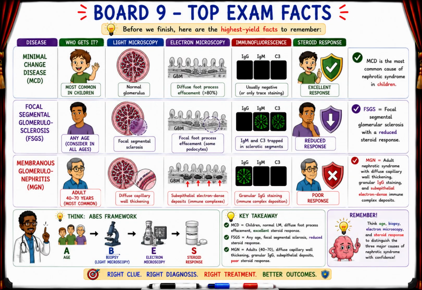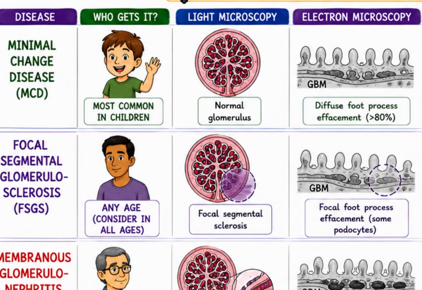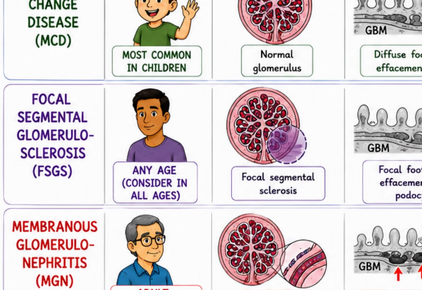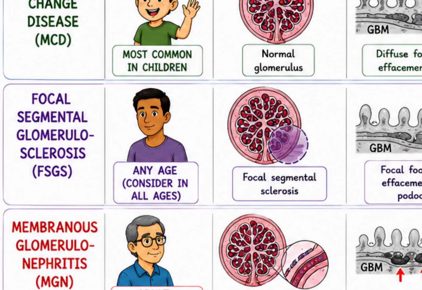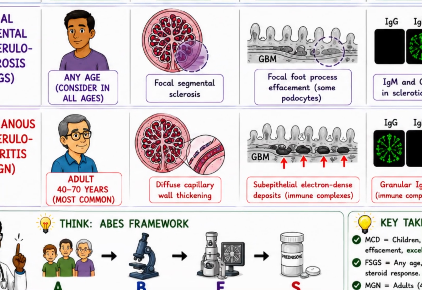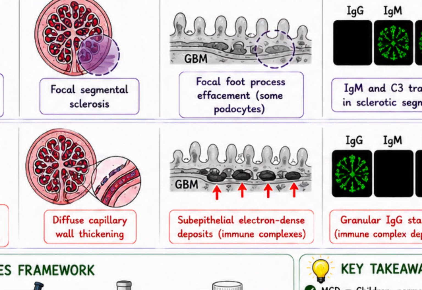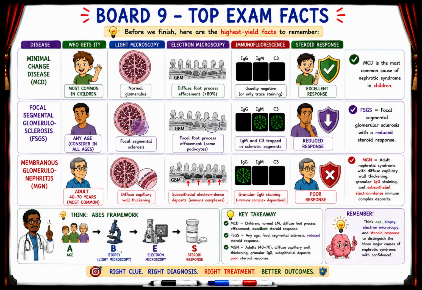So let's finish with some classic high-yield facts to remember. MCD is the most common cause of nephrotic syndrome in children. MCD, normal light microscopy and diffuse foot process effacement. FSGS, focal segmental glomerulosclerosis with a reduced steroid response. And MGN, adult nephrotic syndrome with diffuse capillary wall thickening, granular IgG staining, and subepithelial electron-dense immune complex deposits. Think age, biopsy, electron microscopy, and steroid response to distinguish the 3 diseases.